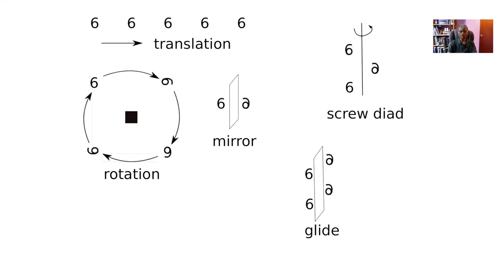So we have talked about rotation axes. This is a fourfold rotation axis where the rotation is by 90 degrees. We can have a twofold rotation axis where the rotation is 180 degrees. And this is a twofold rotation combined with a translation of a half of the repeat distance, which is a screw dyad. I now want to illustrate to you a hexad, which also involves a translation, so is a screw hexad.